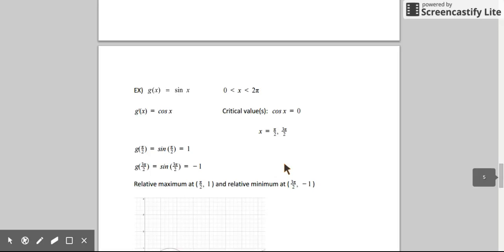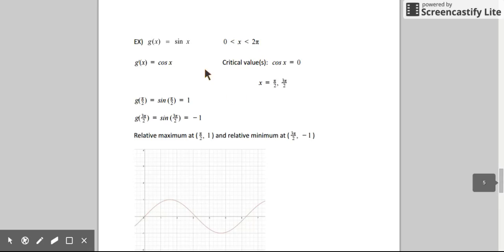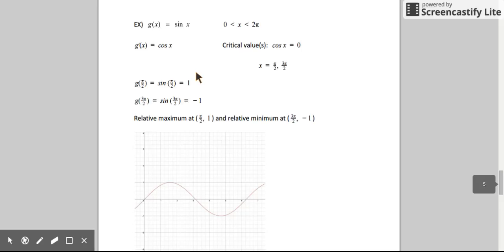We can also do this with trig functions. So if I have a function sine of x, given the domain where our input or angle measure has to be between 0 and 2 pi, we can try and figure out where we have extreme values. So the derivative of sine is cosine. If I set that equal to 0, I can figure out what angle measures give me a cosine of 0. So on this domain, I know that cosine is going to be 0 at pi over 2 and 3 pi over 2. If I plug those into my original function, I can get the outputs and compare them to figure out which is a maximum and a minimum.